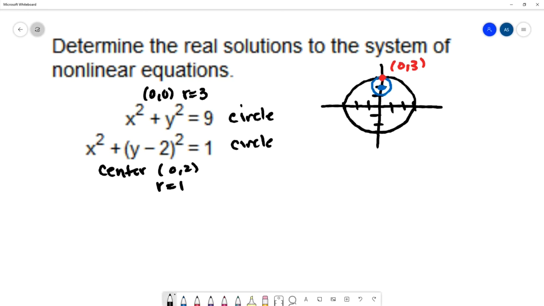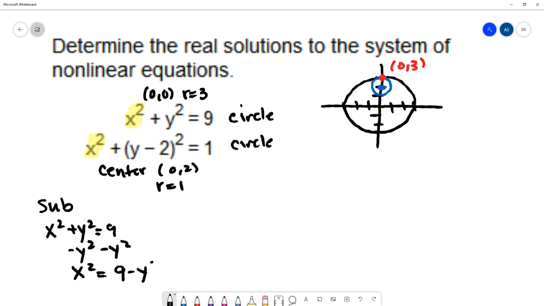So algebraically, we can do it with substitution or elimination. So if I want to use substitution, I'm going to take that first equation, x squared plus y squared equals 9, and I'm going to solve for x squared. And the reason why I'm solving for x squared is because I have an x squared in the other equation. I'm going to subtract y squared, and that gives me x squared equals 9 minus y squared. And I can substitute this into the other equation.